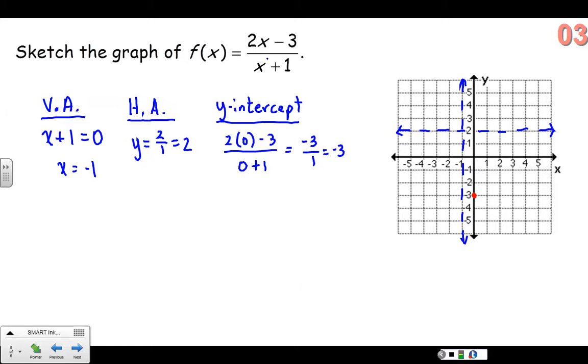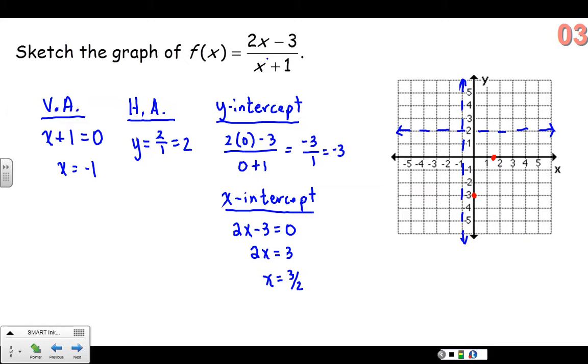What about x-intercepts? X-intercepts come only from the numerator. So 2x minus 3 equals 0. 2x equals 3. X equals 3 halves. So we cross the x-axis at 3 halves, which we know is 1.5. Okay? So it looks like that's about all we can do. The rest of the graph is going to come from just plugging some points in.